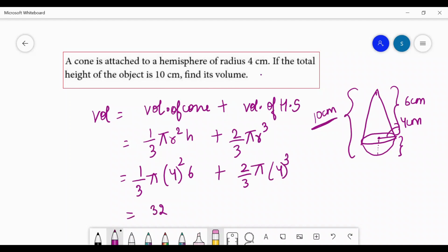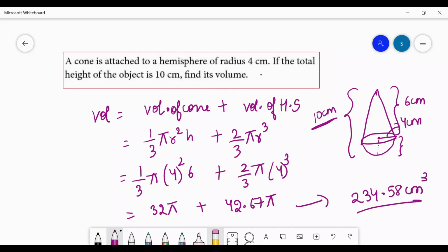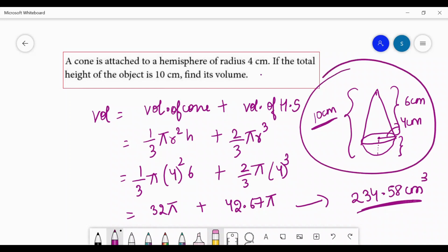Now you get 32 pi plus 42.67 pi. When you solve this further, you're going to end up with 234.58 centimeter cube. So that's the total volume of this entire figure.